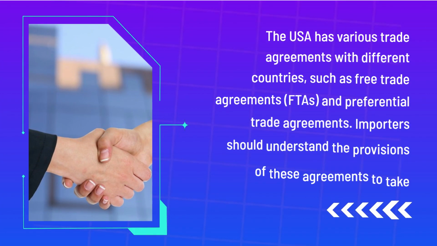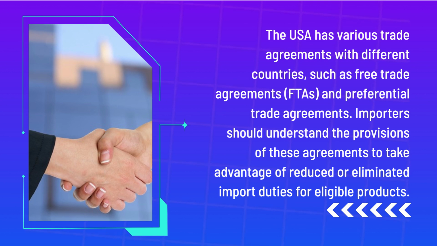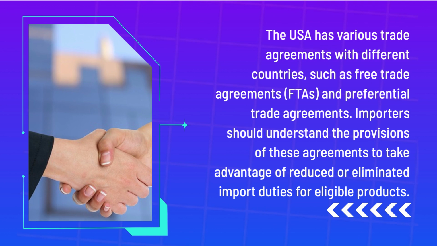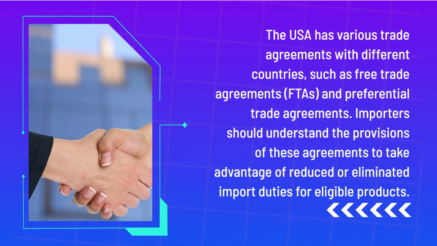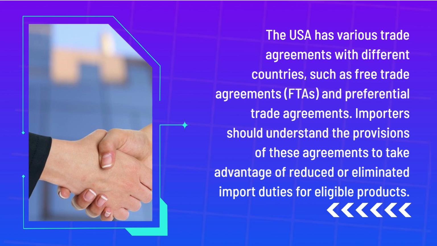The USA has various trade agreements with different countries, such as free trade agreements, FTAs, and preferential trade agreements. Importers should understand the provisions of these agreements to take advantage of reduced or eliminated import duties for eligible products.